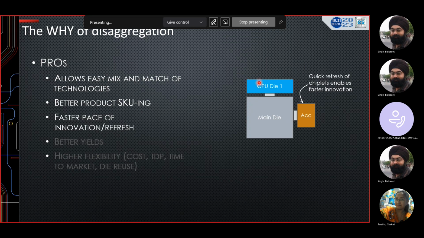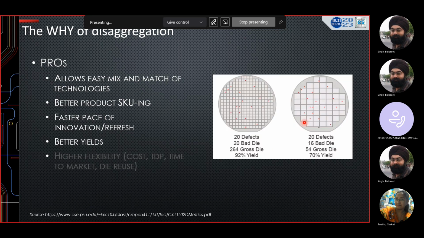I think Biswajit also talked about the faster pace of innovation and refresh. For example, in this case, you have an accelerator die, and we all know that AI technology keeps on changing. Every 6 months or so, we have some new algorithms, some new workloads like Biswajit talked about. So it's much easier for you to have that particular part of the logic in a dielet that can be swapped for a more recent version much quicker and in a much more seamless way than to come up with an entire SoC and replace the entire SoC. So that allows you a much faster pace of innovation and refresh.